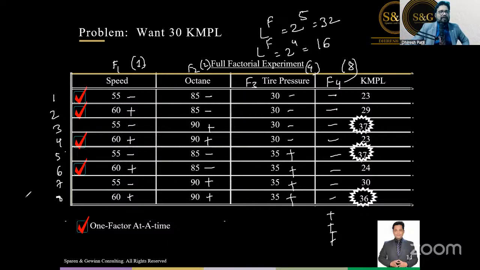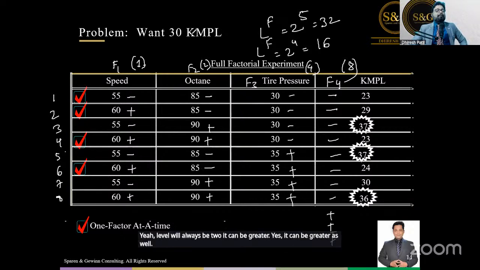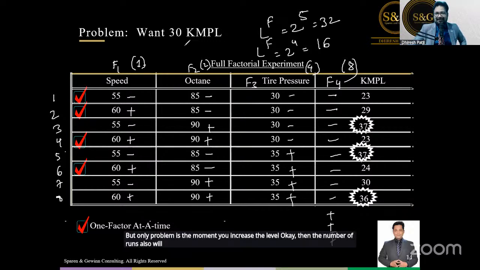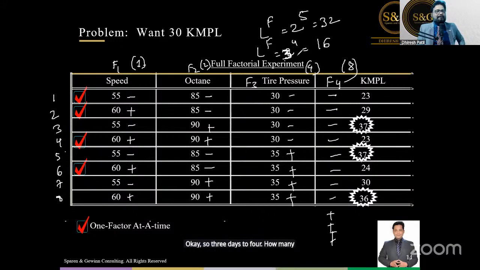Yeah, level will always be 2. It can be greater. Yes, it can be greater as well. But only problem is the moment you increase the level, okay, then the number of runs also will increase. Okay. So just look at this. Let's say instead of 2, let's say we have 3 levels. Okay. So 3 raised to 4. How many number of runs will be there? 3 into 3 into 3 into 3. How many? Type in the chat box. Will it be 81? 81 runs. Can you see here? So it goes exponentially very high.